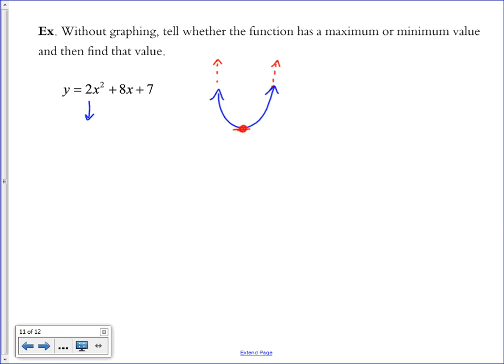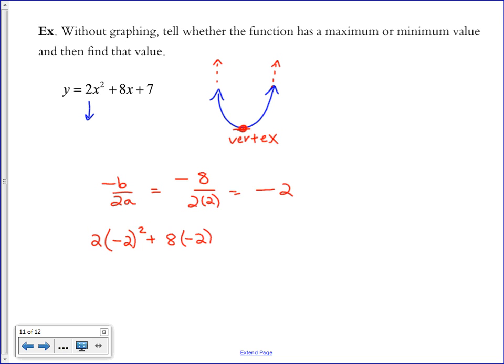To get that minimum value, you have to know that that's the vertex. And the vertex is found by doing negative b over 2a, which for this function will be negative 8 over 2 times 2, or negative 8 divided by 4. And then you need to take that value, plug it back into the function. This ends up being 2 times 4, which is 8. 8 minus 16, plus 7, which is negative 1.